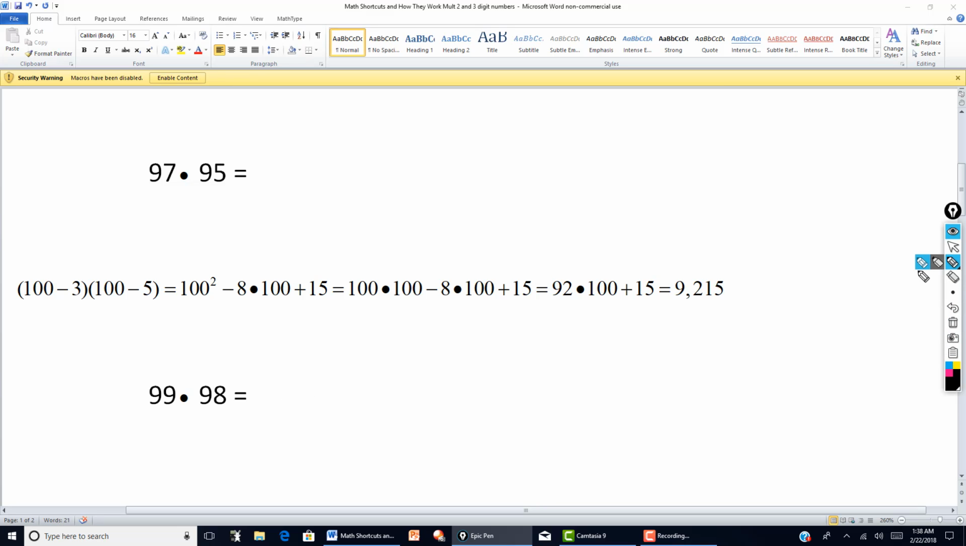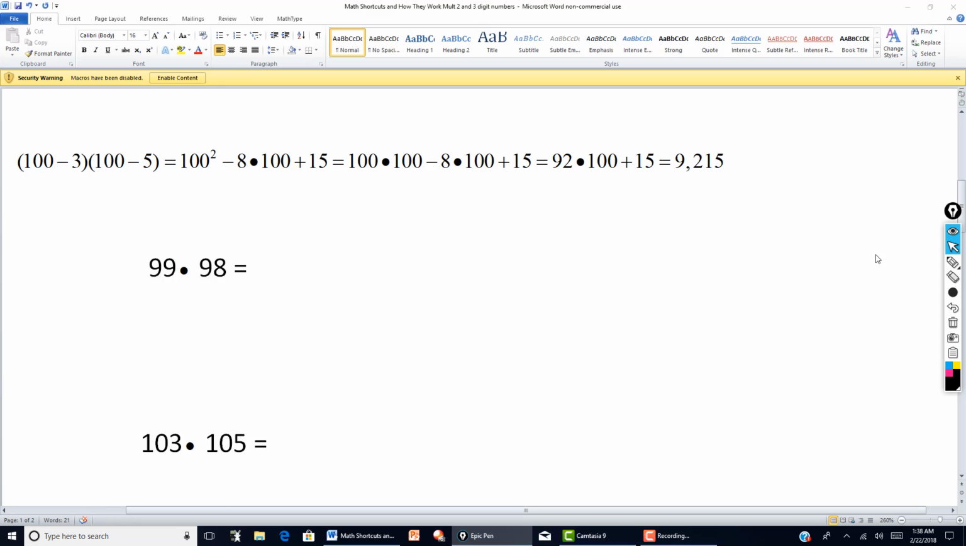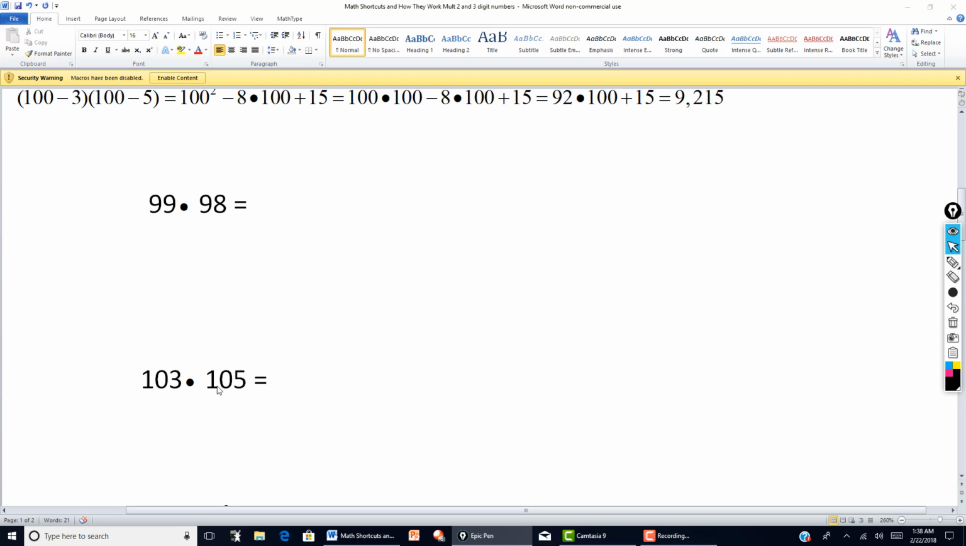So now we looked at some examples when both numbers were less than 100. Now let's look at the case where both numbers are greater than 100. In this case, this is 3 more than 100. This one is 5 more.